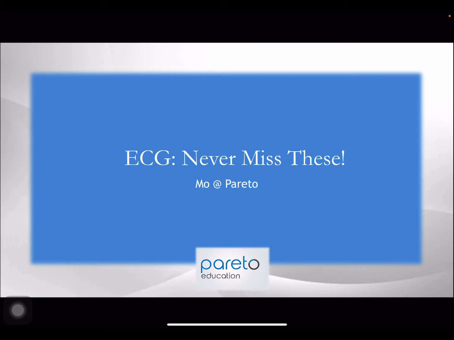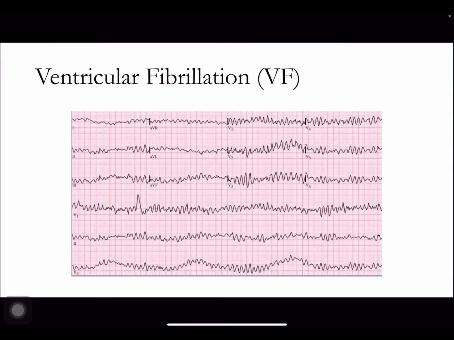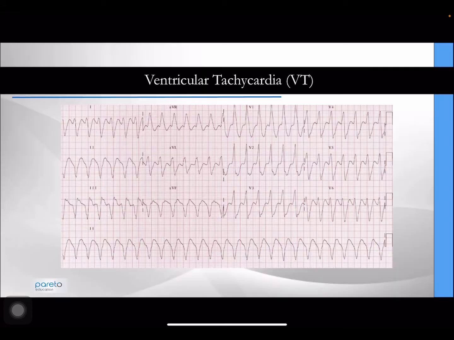So let's get cracking. The first one is ventricular fibrillation, one of the most common complications post myocardial infarction. If you look at an ECG and you have no idea what's going on, whereby you can't ascertain a particular pattern, you can't see QRSs or Ps or PR intervals or anything, it's probably VF, so remember this.